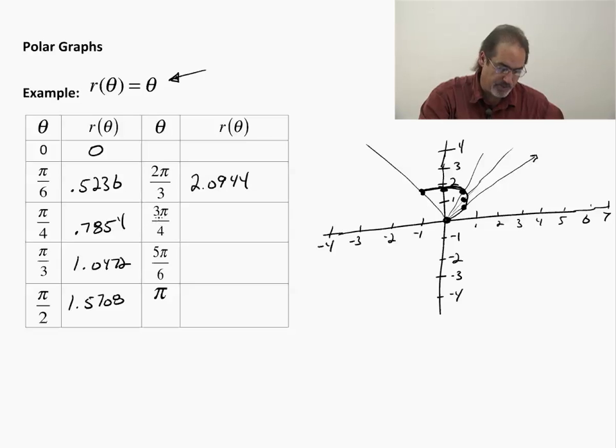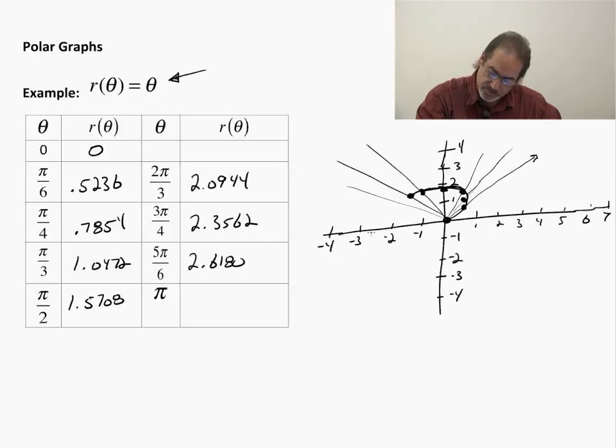At 3 pi over 4, it's approximately 2.3562. So that's going to be a little bit more than this. So my graph is looking something like that. At 5 pi over 6, it's going to be approximately 2.6180. So at 5 pi over 6, it's going to be a little bit more than 2.5, so roughly here. And pi obviously is going to be about 3.14. So at pi, a little bit bigger than 3.